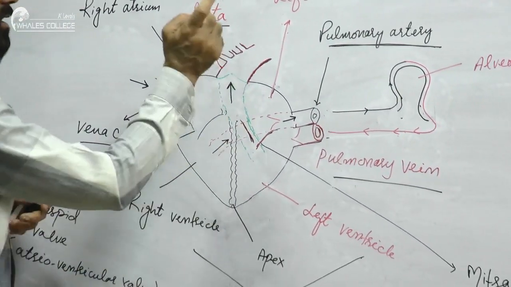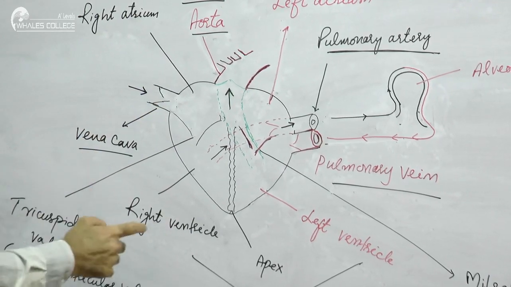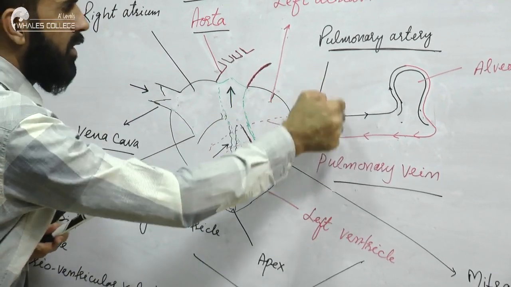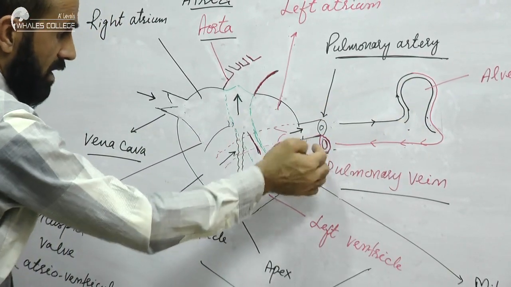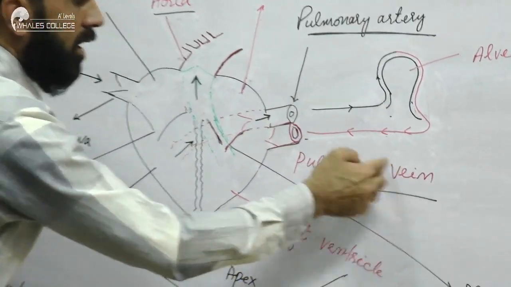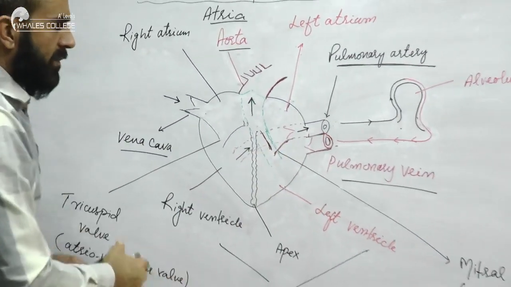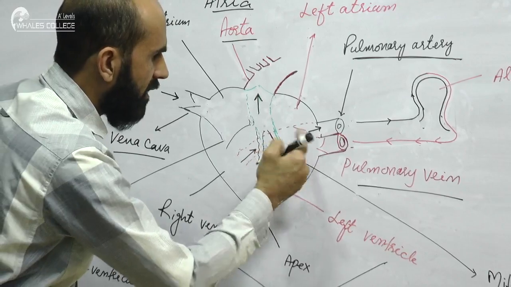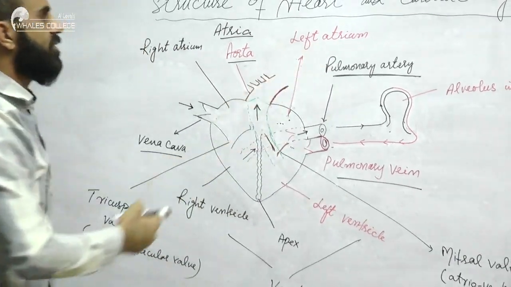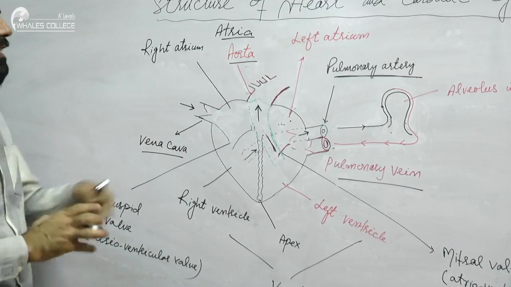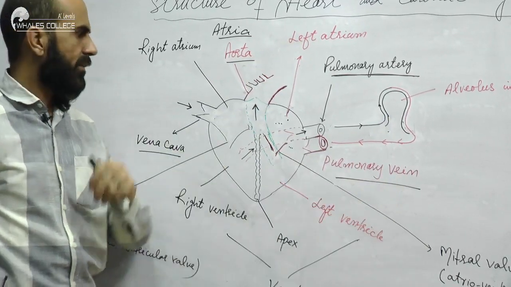Left ventricle, aorta. Right atrium, vena cava. Right ventricle, pulmonary artery. And the last one, of course, the red one, is called the pulmonary vein, which brings blood from the lungs back into the heart. And it opens here in this chamber, and this chamber is known as the left atrium. So the left atrium is connected with the pulmonary vein.